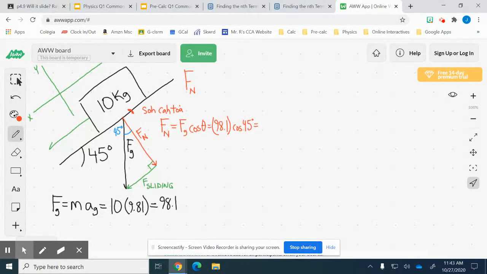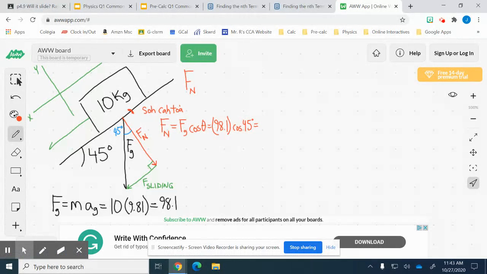So that equals, got to get the calculator out. Wouldn't necessarily have to if you've got a good handle on the unit circle, but let's just use the calculator. Times the cosine of 45 degrees. Remember to always make sure your calculator is in degrees or radians as appropriate to what you're doing. So that is going to equal 69.4 newtons. So the normal force is 69.36 and so on, newtons.